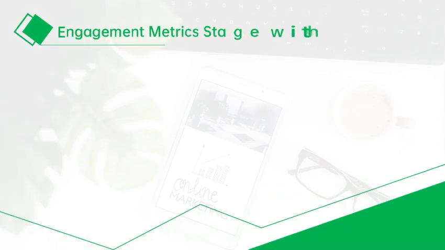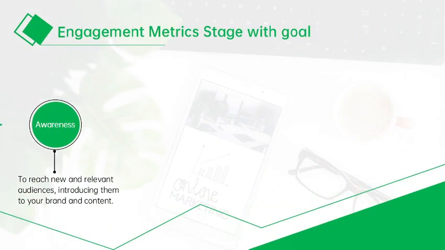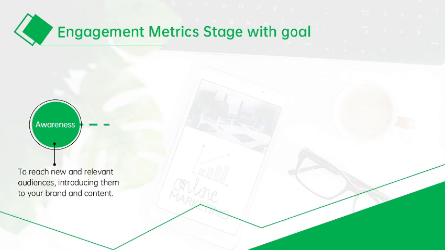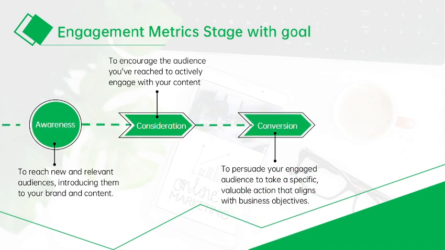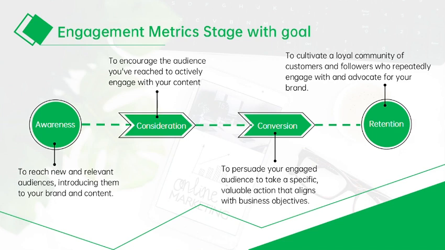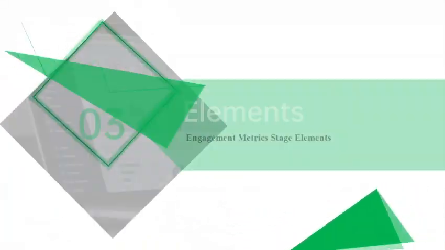Stages of the Engagement Metrics Map. Let's explore these 4 stages more closely. The first stage is awareness. The goal here is to reach new and relevant audiences, introducing them to your brand and your content. Next comes consideration, where your audience begins to engage actively with your posts, showing interest in what you offer. Then, conversion. This is the action stage. Here, your audience takes a meaningful step, like signing up, downloading, or making a purchase. Finally, retention, where you build long-term relationships. It's about creating loyal customers and followers who continue to engage with and advocate for your brand. Each stage plays a vital role in growing a strong and sustainable digital presence.